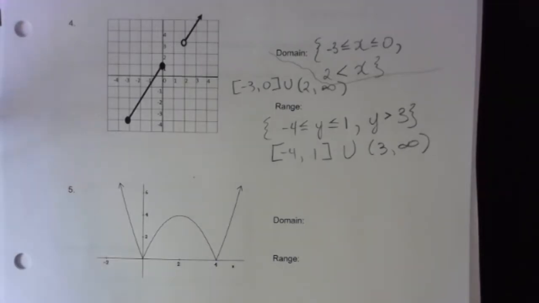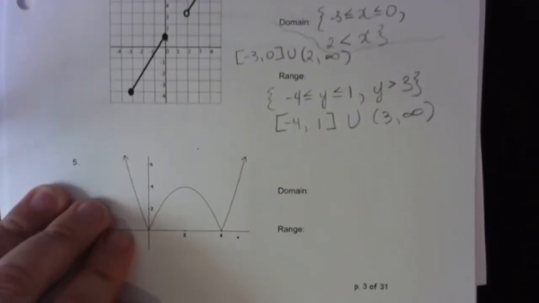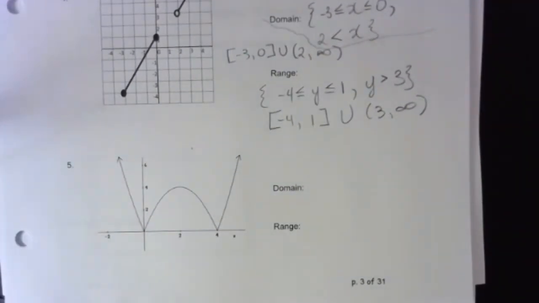We're going to see graphs like this later this year. It's a combination of two types of functions. It's a parabola, which is a quadratic function, and an absolute value function.